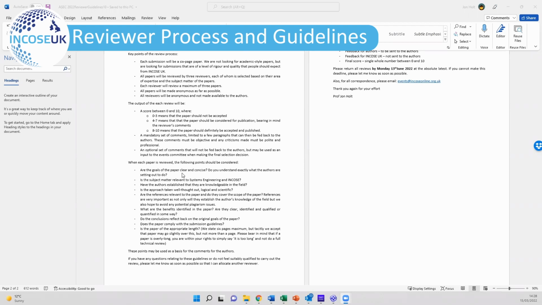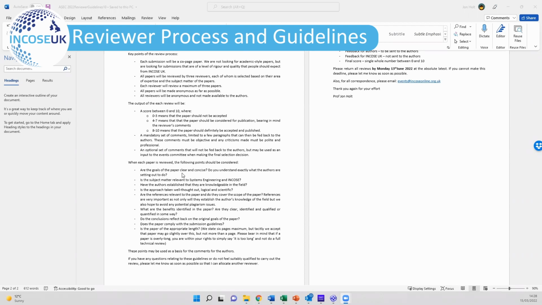Also, very importantly, this is the next point, is the subject matter relevant to systems engineering and INCOSE/INCOSE UK. So we say INCOSE as the bigger INCOSE. Is it relevant to systems engineering? Because we've actually had some papers that have come in that have been quite good, but all of the reviewers have picked up that they're not actually that relevant to systems engineering. So that's important. It needs to be obviously under the umbrella of systems engineering.